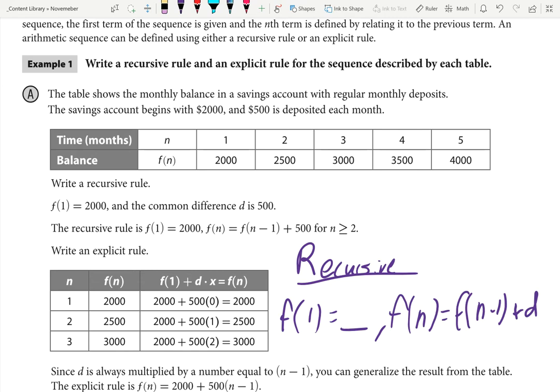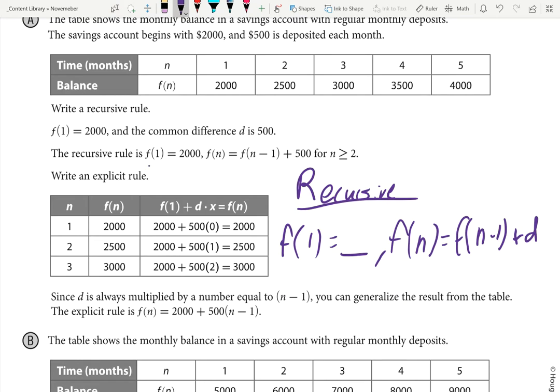So you'll see that in this example. Again, it's already written the recursive rule for us. It says f of 1 is 2,000 because you'll notice the first term is 2,000. And then it says its function, f of n equals f of n minus 1 plus 500. Now 500 is here because the common difference is 500. We're adding 500 every time. It's already noted that. So there is its rule.